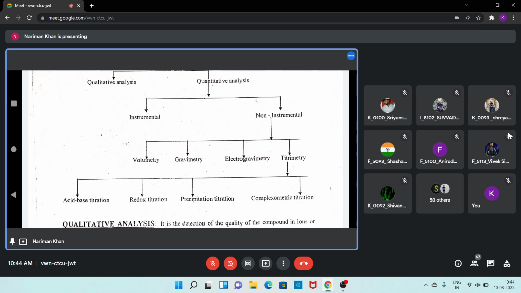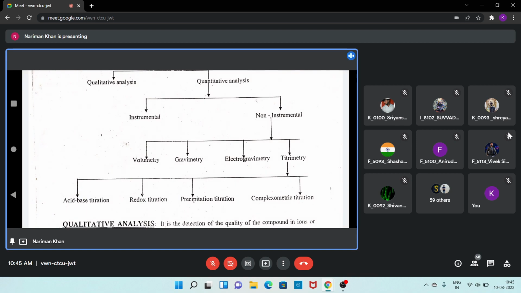For example, spectrophotometric determination is a type of instrumental quantitative analysis. For determining the concentration of the constituent present in any substance, the spectrophotometric method can be used, spectroscopy can be used. And how is this spectroscopy done? With the help of a spectrophotometer. This determination involves the use of an instrument, a spectrophotometer. So it is instrumental quantitative analysis.